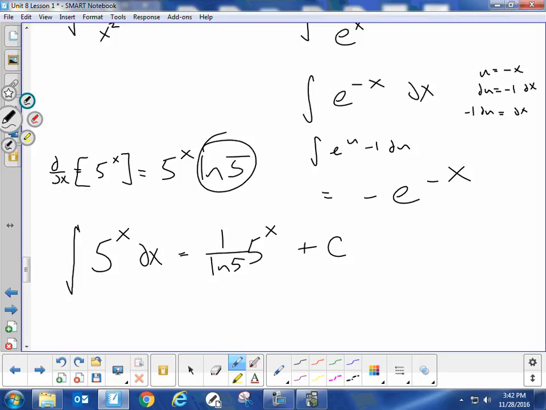Okay? The derivative of 5 to the x is 5 to the x log 5. The antiderivative, you got to account for that log 5. Just like the derivative of cosine of 3x is negative sine 3x times 3. Well, if I'm taking the antiderivative of cos 3x, I'm going to need to be able to account for that 3, which is why I need the 1/3.